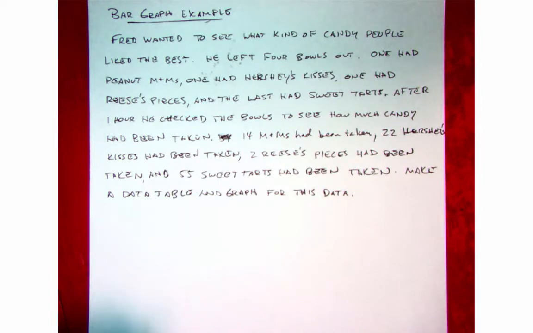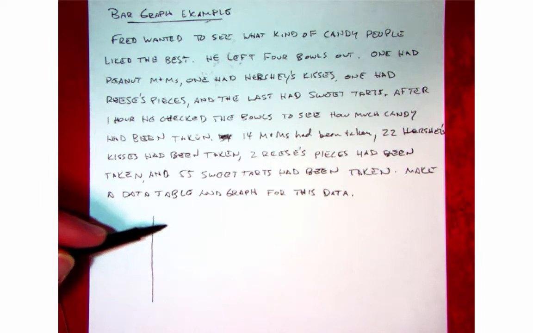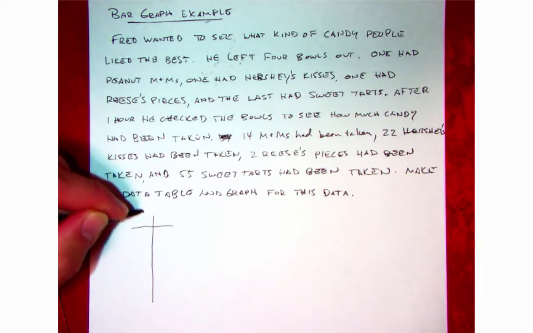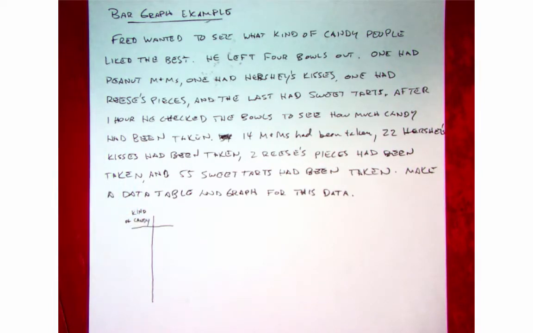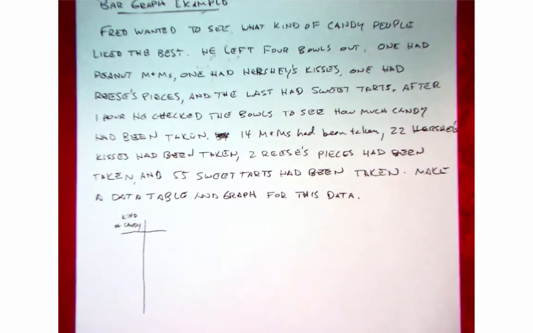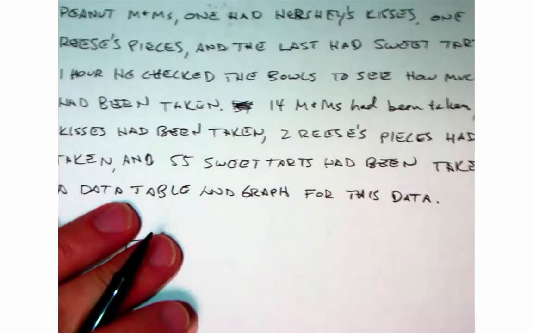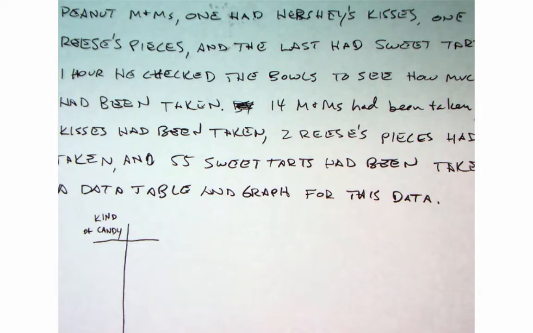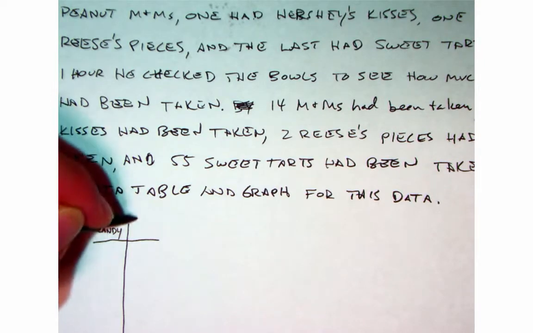All right, so the first thing is, let's make a data table. I'm going to make 2 columns, and on the left side, I need my independent variable. The independent variable is the thing that Fred changed every time. And what did he change? He changed the kind of candy. So that is going to go right here. And what changed as a result of that? That was the number of pieces taken.